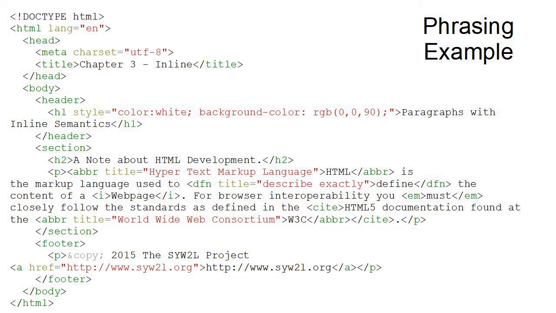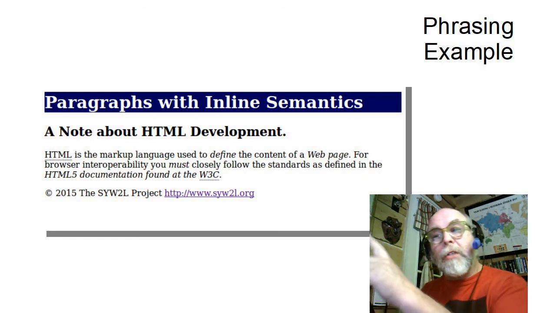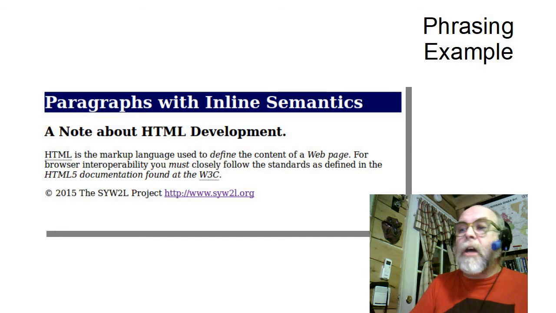So here's a simple HTML page that contains many of those phrasing elements. You can see that in the paragraph, HTML has the abbreviation tag around it. There's a definition tag. You'll see that there's a cite tag and another abbreviation tag, and you can see an emphasis tag and an alternate voice I tag, and you can see several of those tags all shown in this phrasing example. And that web page, when it's rendered in a browser, looks like this, and you can see that the abbreviations you can hover over, and that the definitions are italicized.